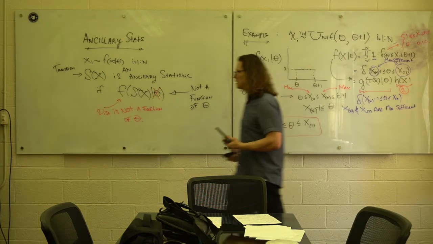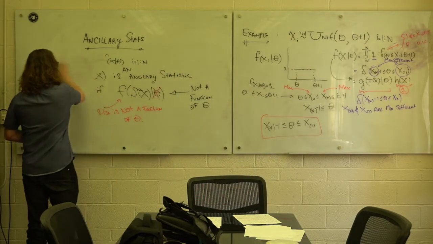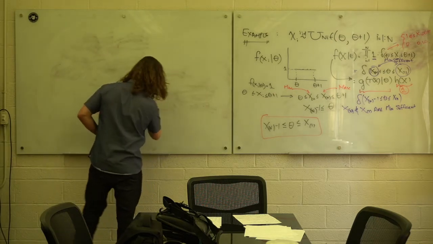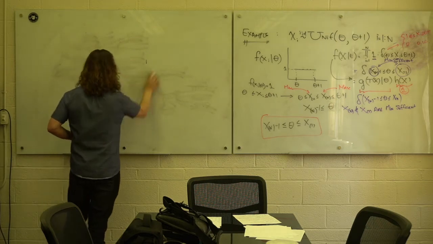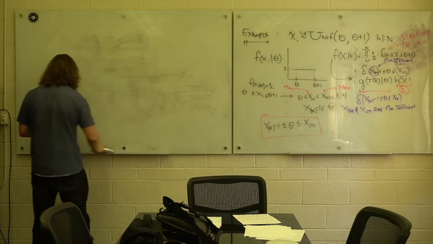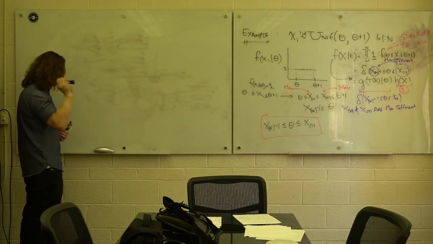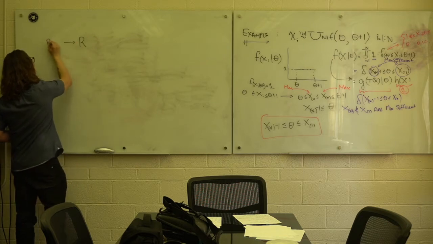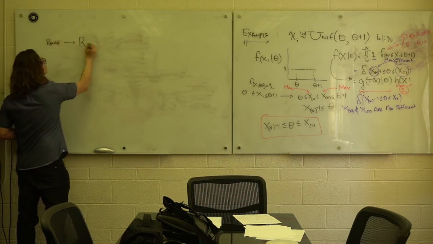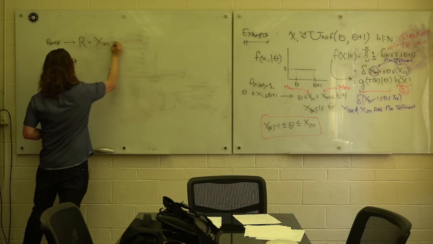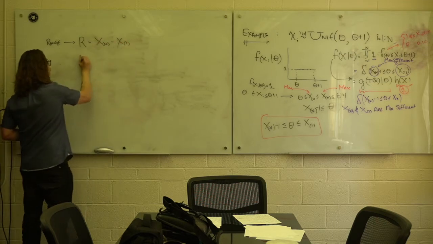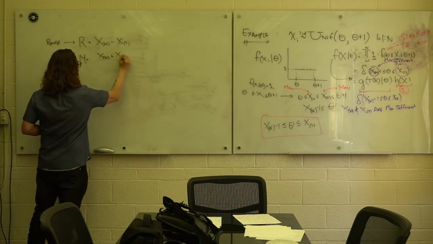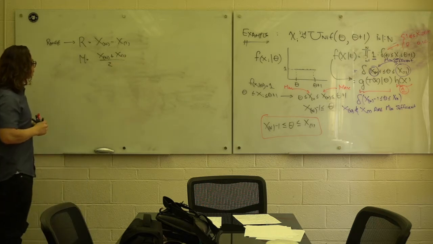Okay, let's consider a transformation. The transformation that we worked with early in the class, we're going to look at the range and the mid-range. So the range is going to be the max minus the min. And the mid-range is going to be the arithmetic average of the max and the min.